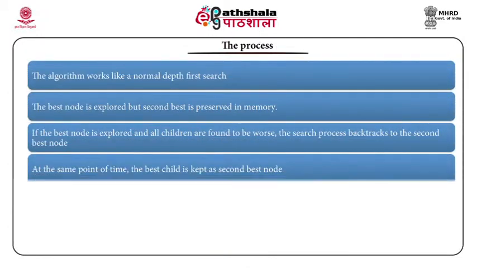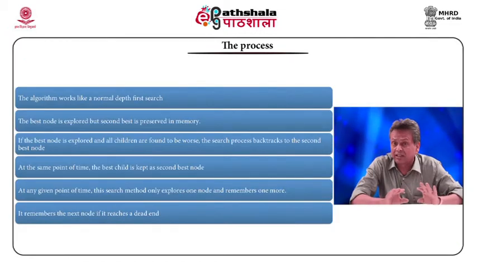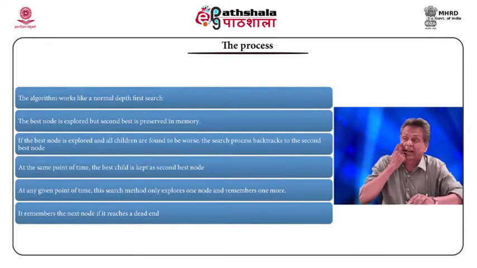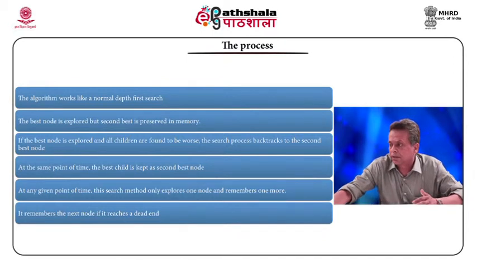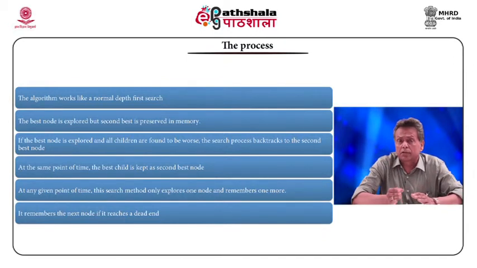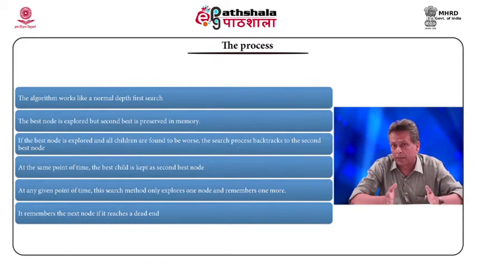Like the other case, IDA star, it's like normal depth first search. The best node is explored, but the second best is preserved. It won't preserve all other nodes, only the second best. And if the best node is explored and all children are found to be worse, the search process backtracks to the second best, and so on and so forth. I have already discussed that. Now with that, we have studied two things: IDA star and recursive best first. Both of them are memory bound searches.